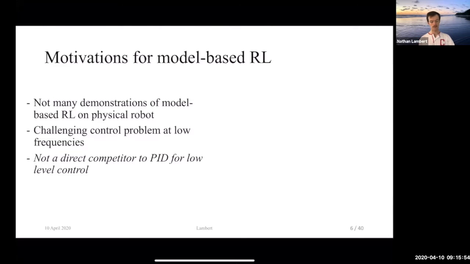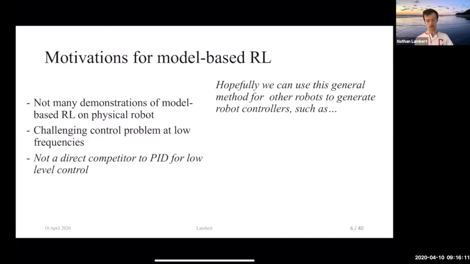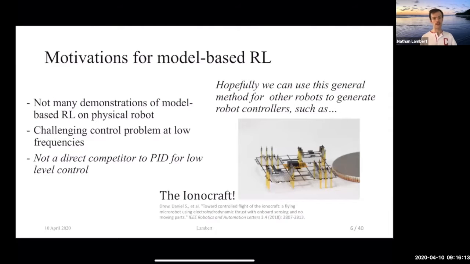We know that trying to compare this to PID won't be successful, because for well-studied platforms like a quadrotor, PID works so well. But the goal is that we can bring model-based RL to less studied platforms. The quadrotor is just accessible so that we can do these experiments. And then in the future, we want to bring it to things like the Ionocraft that have a bunch of wires coming off the sides that will change the dynamics substantially. So we can't just use the same model that we learned for a quadrotor.